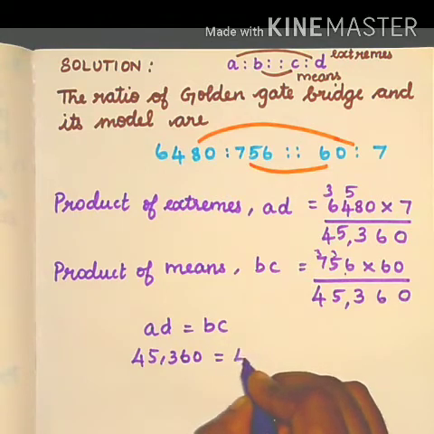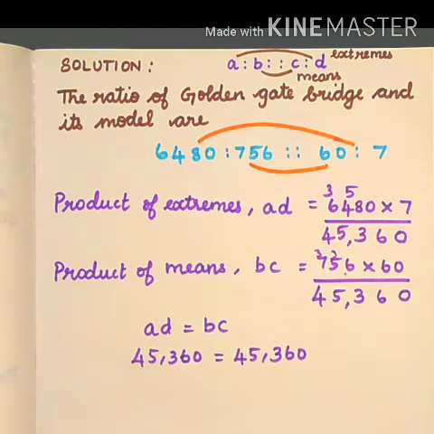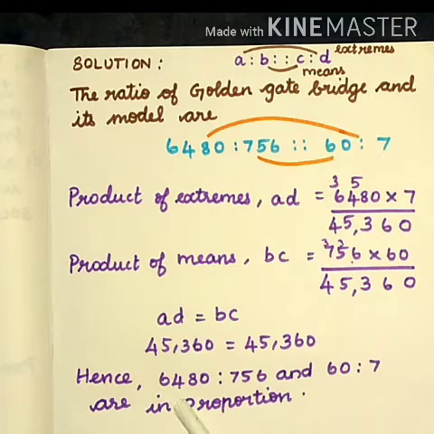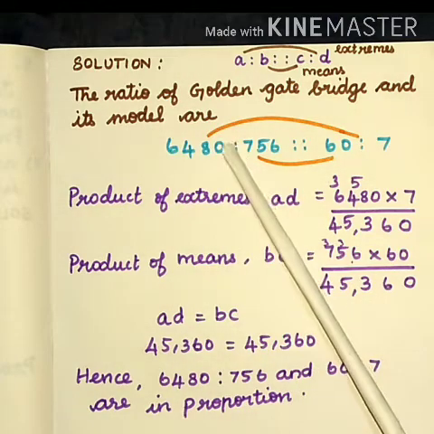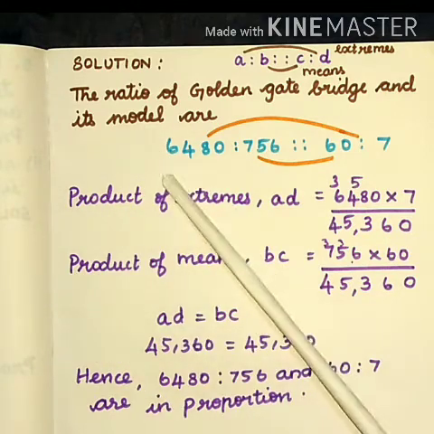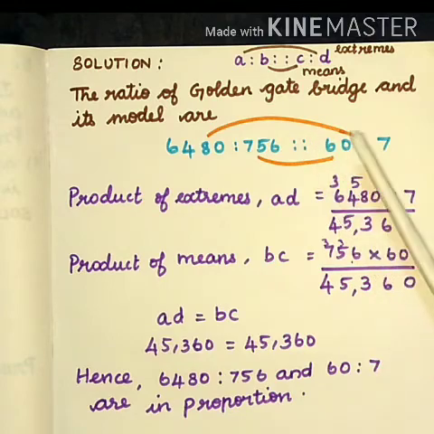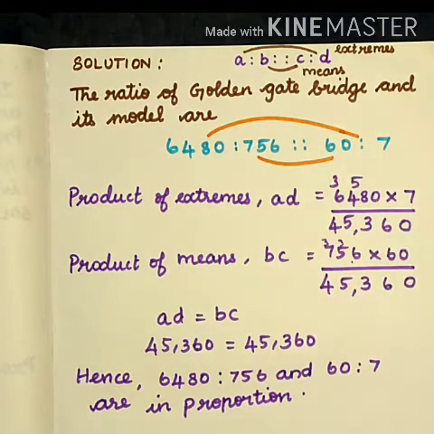45,360 is equal to 45,360. Hence, the given ratios are in proportion. 6,480 is to 756 and 60 is to 7 are in proportion. Students, first you have to find the ratio of Golden Gate Bridge and its model. That is 6,480 is to 756 is proportionality to 60 is to 7.